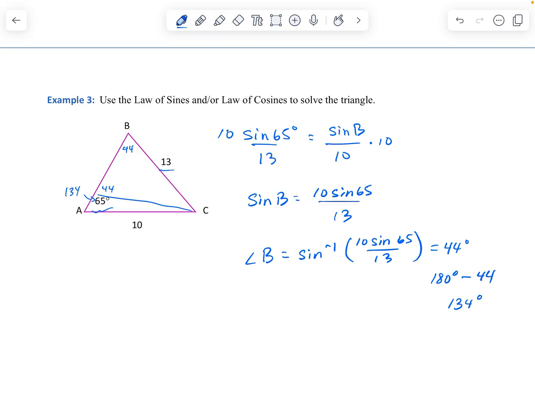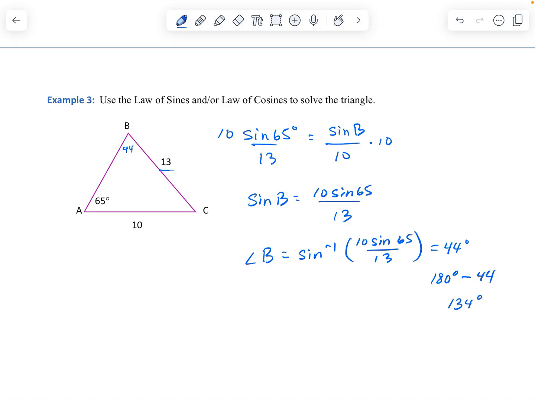Well, notice that if I take 134 plus 65, that ends up to be what? 199 degrees. Well, that's impossible, because 134 and 65 is already above 180 degrees. So therefore, no second triangle exists. It's not possible. There is only going to be one triangle, and that one triangle is going to have angle B being 44 degrees.